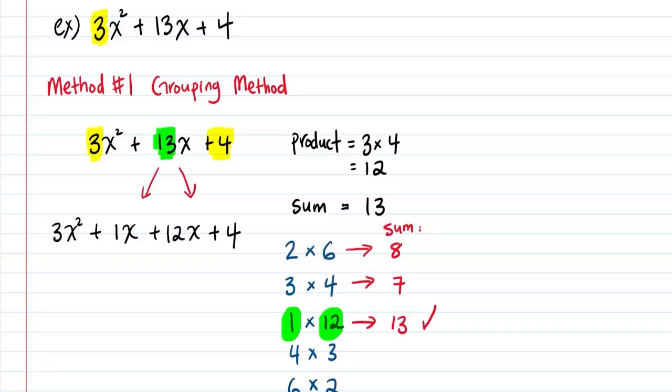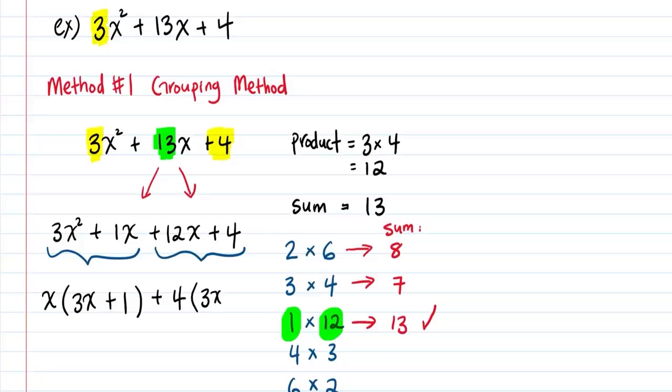Now we're going to make groups of 2 terms. This is the first group, and that's the second group. We're going to try to find the GCF of each group. So for 3x squared plus 1x, the common factor is just the x. We're going to factor that out from the first two, so that will be x times 3x plus 1. We're going to do the same thing for the second group. 12x plus 4 has the GCF of 4, which means 4 can divide both terms in the second group. So it will be 4 times 3x plus 1.